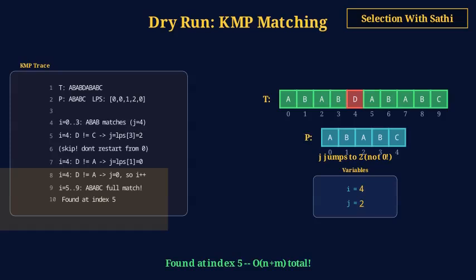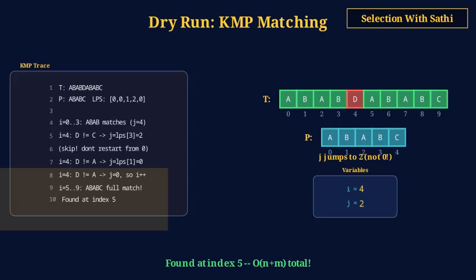Text position 4 is D, pattern position 4 is A, mismatch. J is not 0, so J becomes LPS of 3 which is 2. Now J is 2. Still at I equals 4, D versus A at position 2. Mismatch. J becomes LPS of 1 which is 0. D versus A at position 0. Still mismatch. J is 0, so advance I to 5.